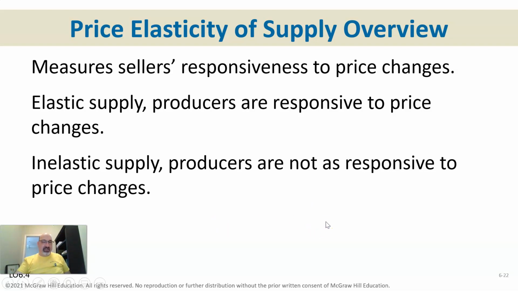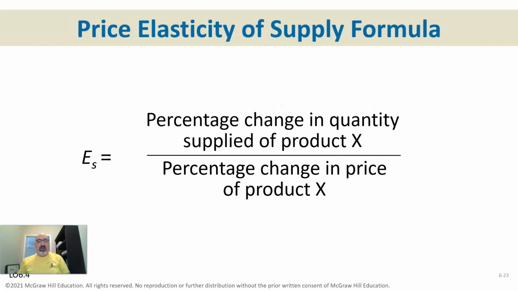So price elasticity of supply, it's basically the same thing as price elasticity of demand. It's just now we're looking at the supply side of it. It measures the seller's responsiveness now to changes in price. So elastic supply, producers are responsive to a change in price. Inelastic supply, producers are not responsive to a change in price. That's basically what that means.